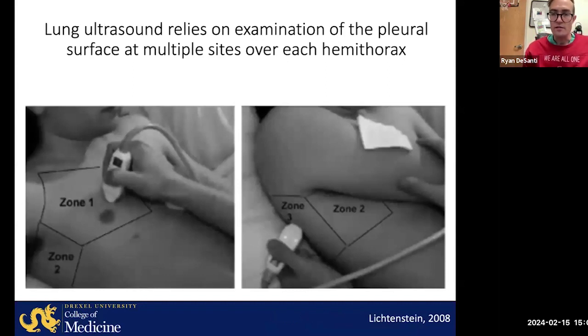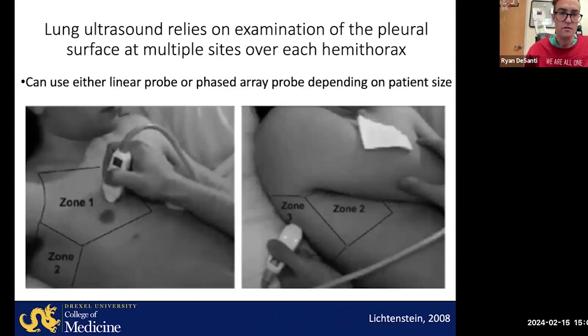So lung ultrasound relies on examination of the pleural surface at multiple sites over each hemithorax. For this exam, we can use either the linear probe or the phased array probe. Usually in my practice, it depends on patient size. If patients are generally thin or of younger age, I will use the linear probe because it provides enhanced imaging. If they are overweight or obese or of older age, we'll tend towards the phased array probe, which will allow a deeper field of view.